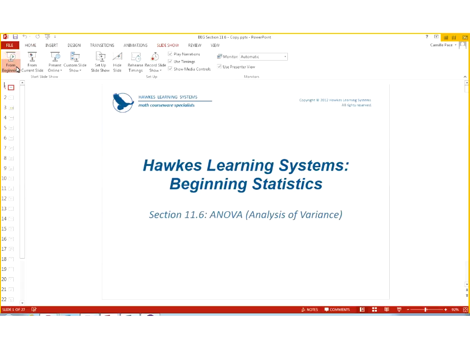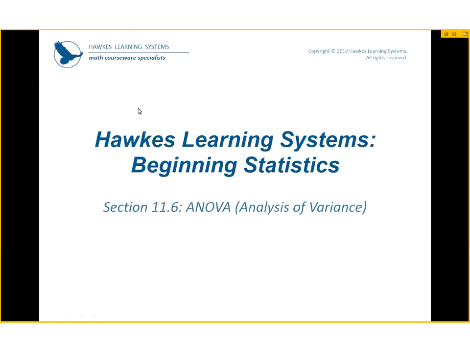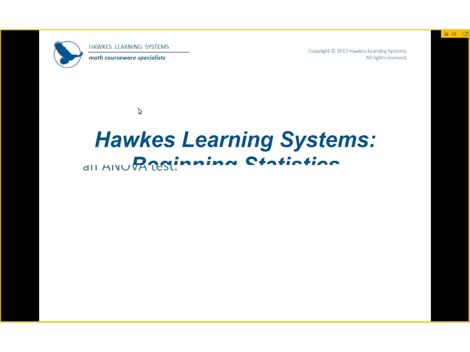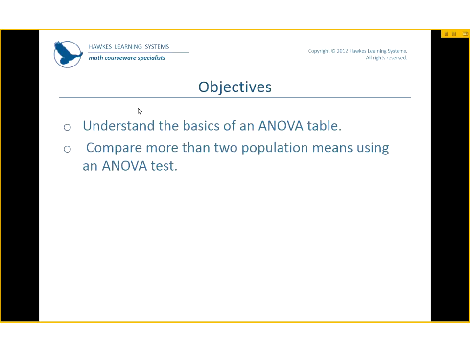ANOVA is analysis of variance. Basically, it is used when you have more than two means and you want to see if they're all the same in value or statistical significance. So let's talk about this. What we're doing is comparing more than two population means using an ANOVA test. And ANOVA is analysis of variance.